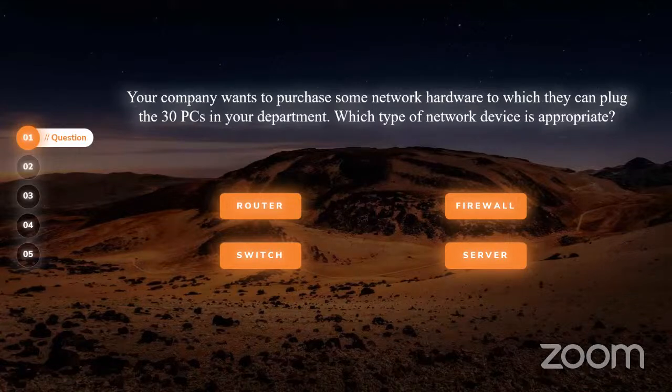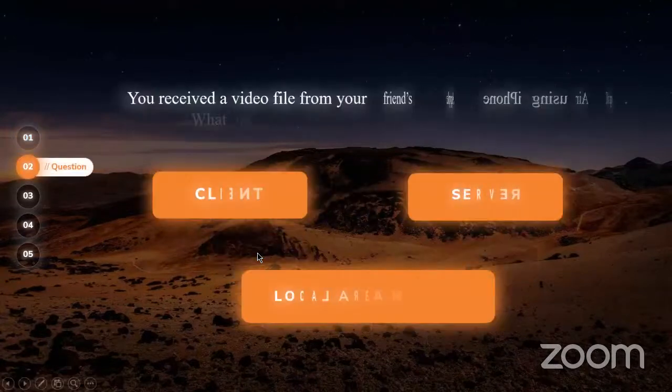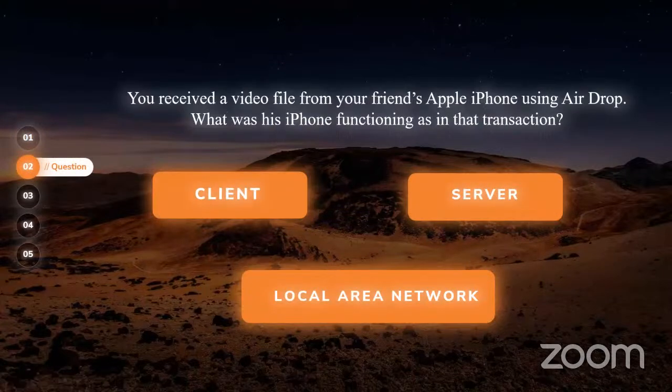Okay, switch. Does anyone think server? Anyone think firewall? Anyone think router? Please do let me know. I got some answers for switch only. The majority of the people are saying switch, so let's go ahead and see. And the answer is correct. All the others are wrong and this is correct. Now the second question.